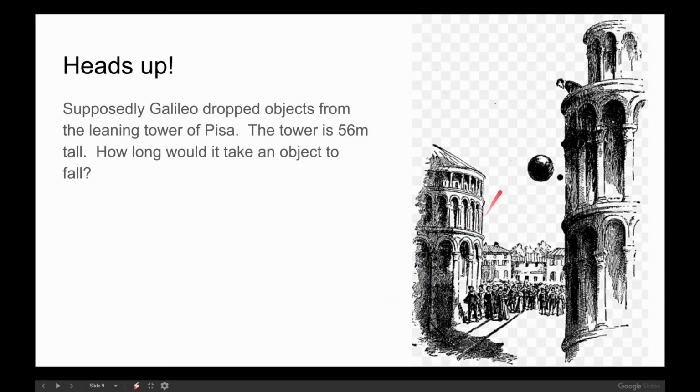Supposedly Galileo dropped rocks off the Leaning Tower of Pisa to demonstrate gravity before Newton. So the Leaning Tower of Pisa is 56 meters high. How long would it take a rock to fall off that tower and strike the ground? Because that's the end of the problem, when it hits the ground.